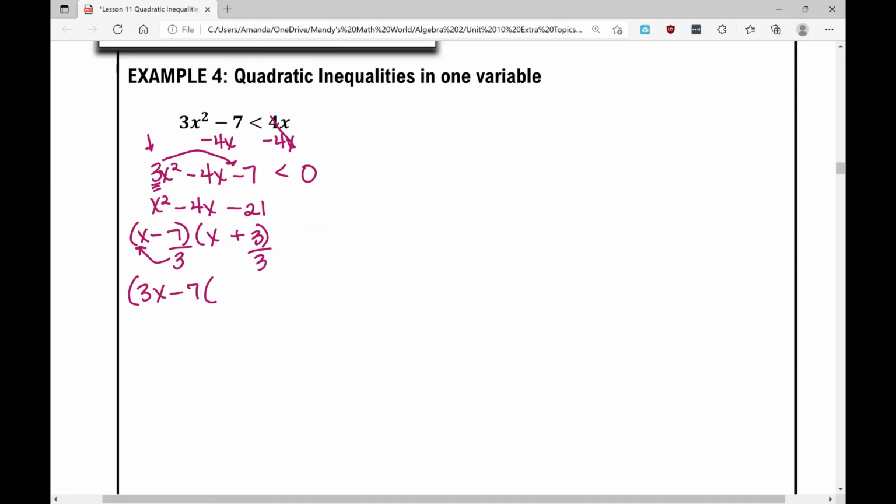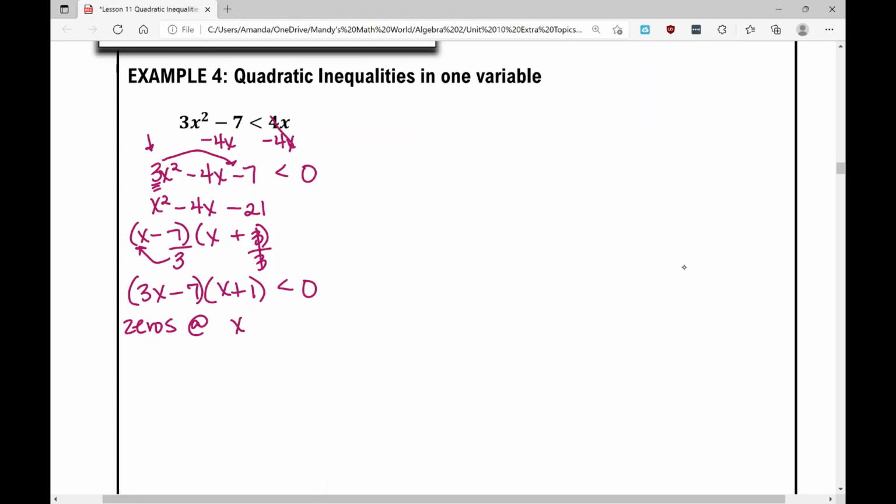And this right here, x plus 3 over 3, that becomes x plus 1. And now we have factored this quadratic. And here are my solutions. I'm going to have zeros at, and remember you set each factor equal to 0.